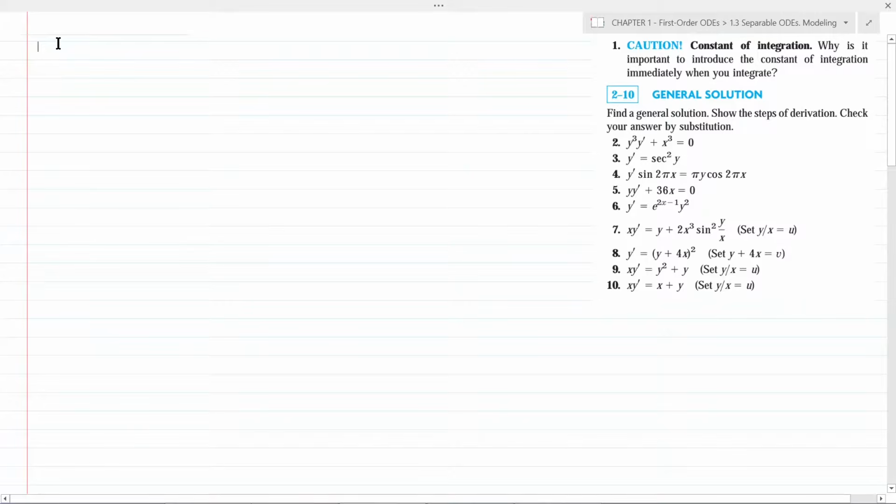In problems 2 to 10, we are going to derive the general solution from the differential equation, and then we are going to check the correctness of the general solution by substituting the general solution in the differential equation.